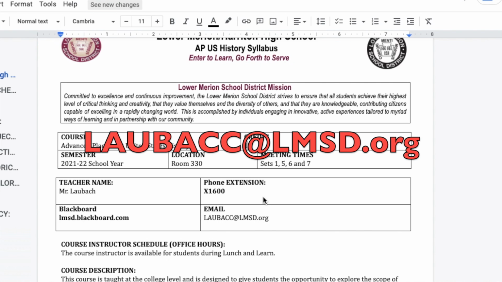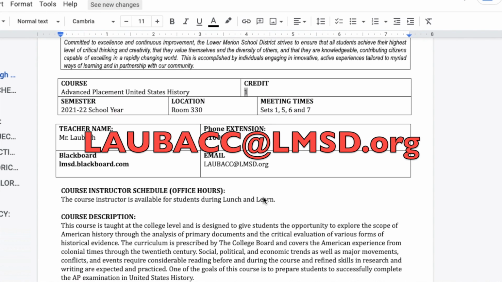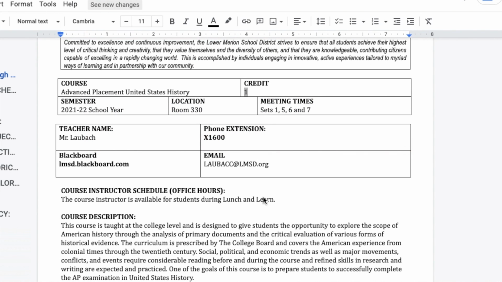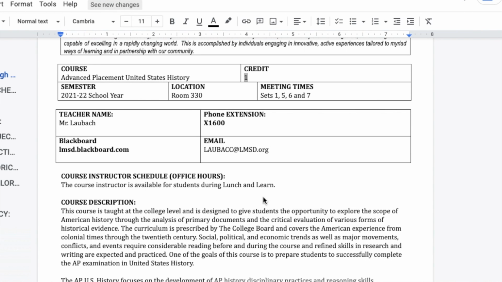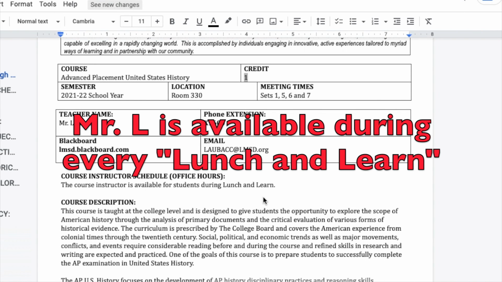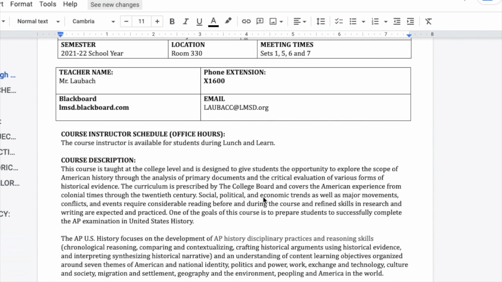So I want to just quickly go over some of the items that are on here. Now, you should read over this closely on your own, but I'm just going to touch on the major items. So if you ever need to meet with me, we can meet during office hours, during Lunch and Learn. Lunch and Learn will be back this year. Here is the course description.